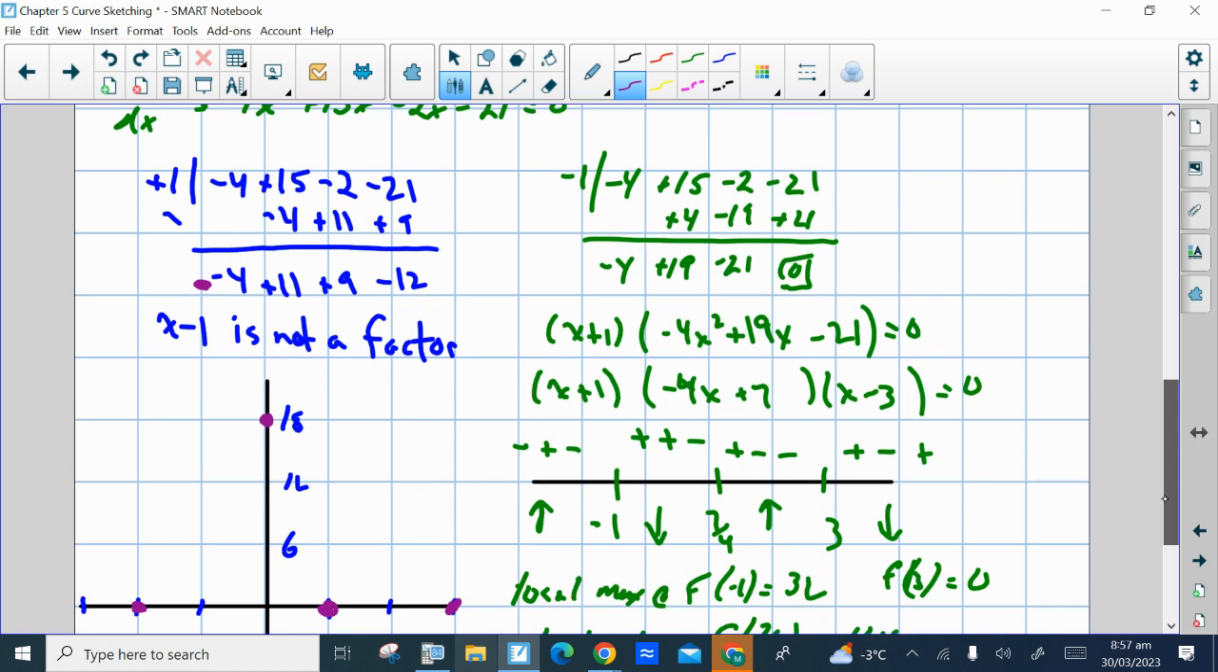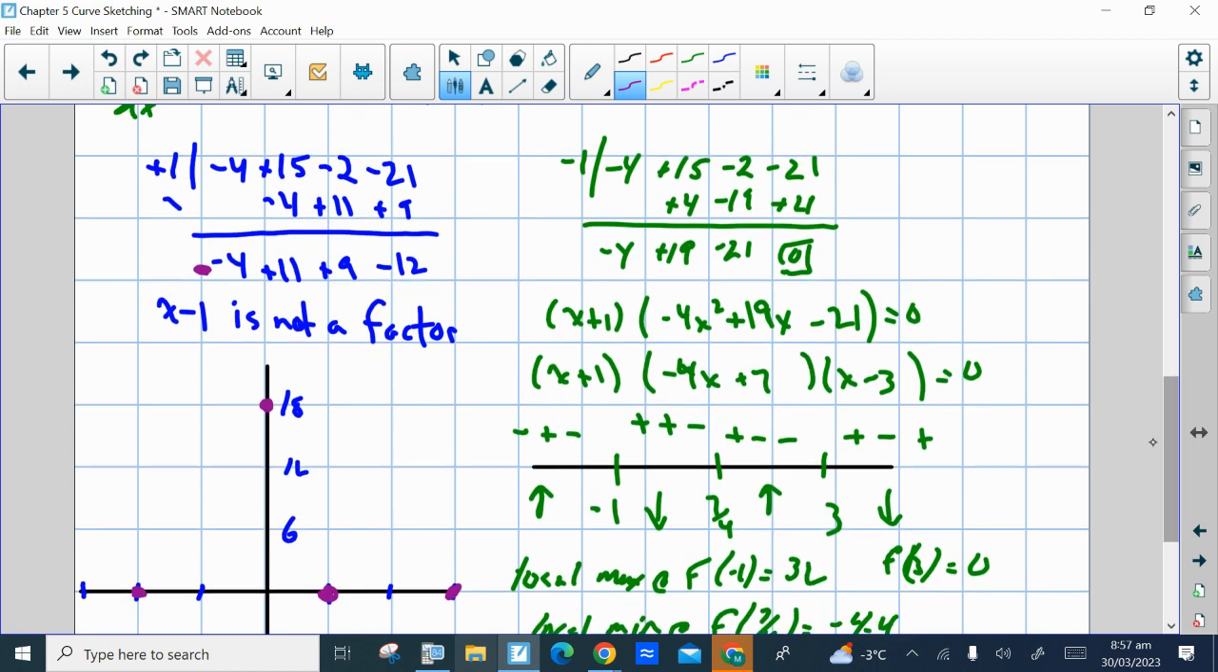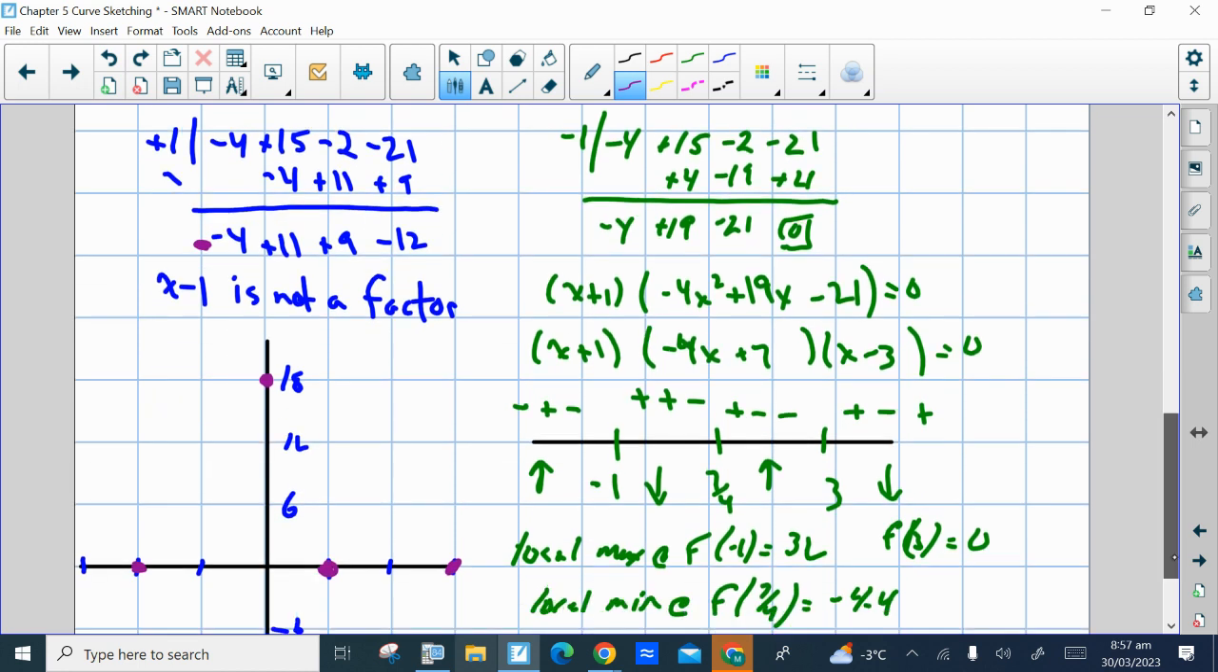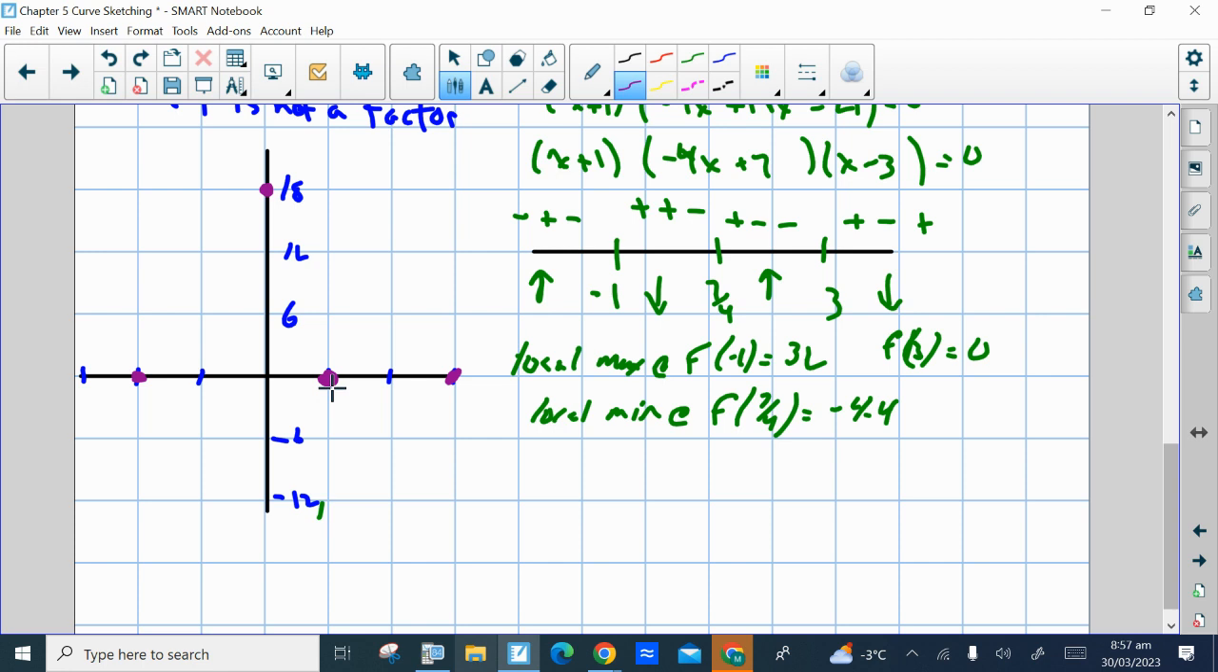7/4, negative 4.4. 1 3/4, negative 4.4 is approximately right there. And 3, 0. Whoops. And the reason that is a maximum is because that's where the graph bounces off.